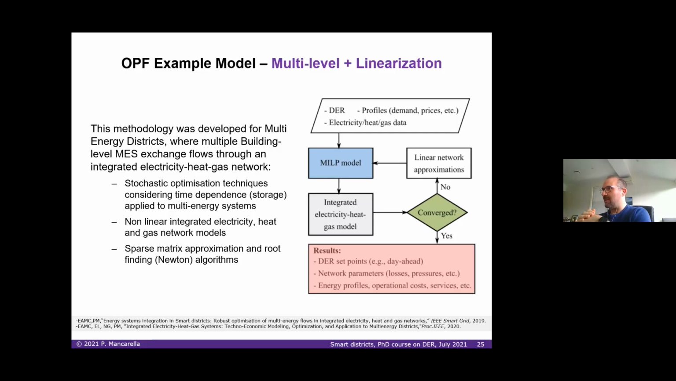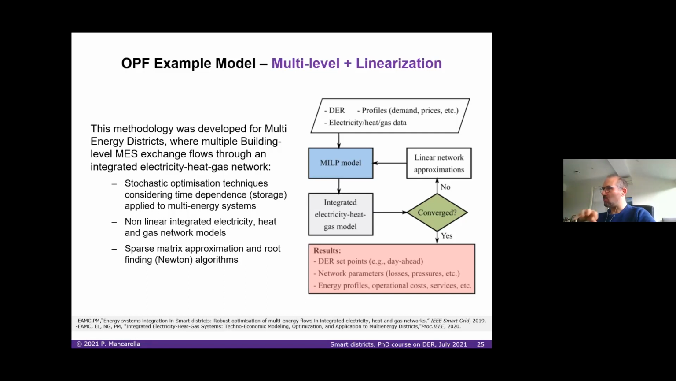By the way, very recently, I forgot to cite it. Maybe I can put it in Canvas. Very recently, we developed two sequential linear programs, one for electricity only, for both transmission and distribution networks, and one for electricity and gas systems that are extremely efficient.